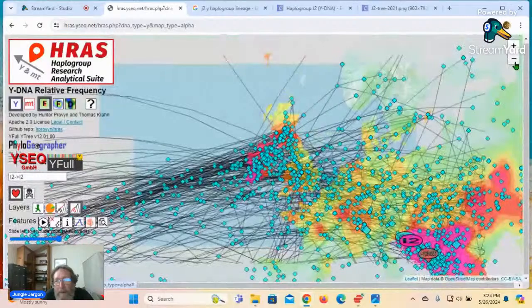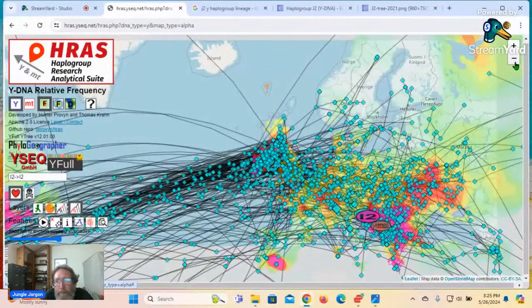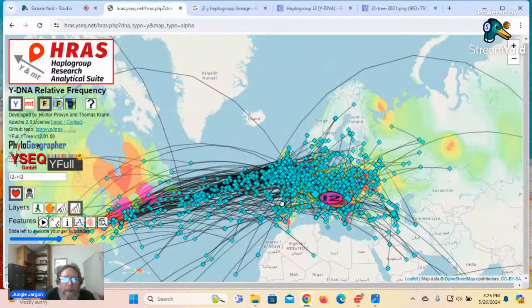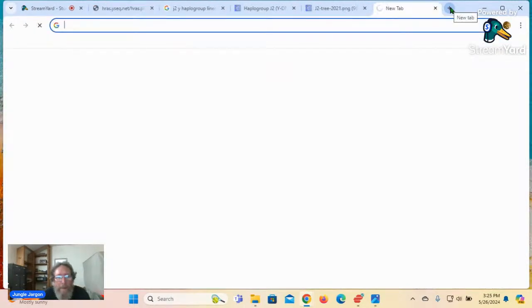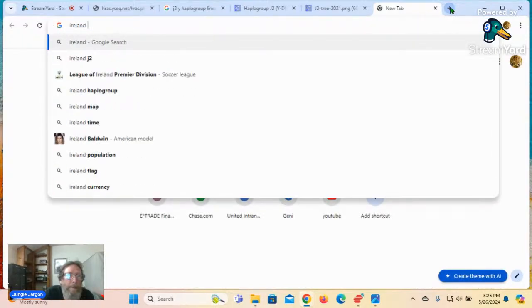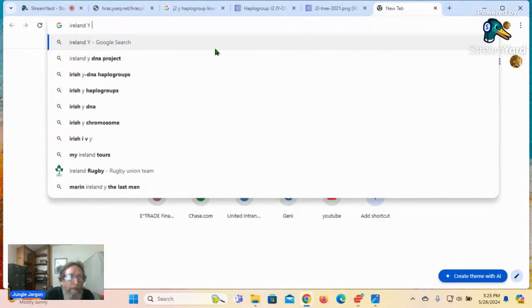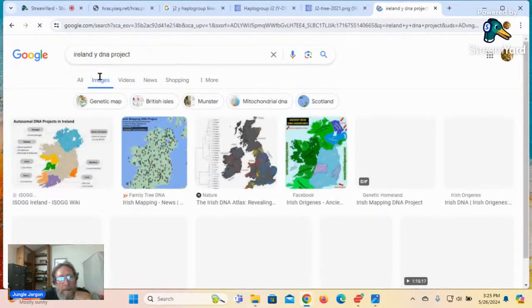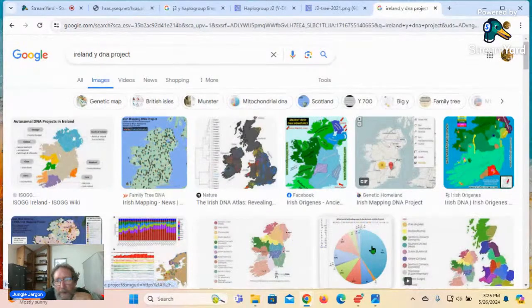That's very, very interesting. So yeah, that's interesting. Now I just wonder what percentage of Ireland is I2. Maybe I'll just go look for that real quick. DNA project. We'll try that. We'll go to images. Go to pie chart. Is this a pie chart?